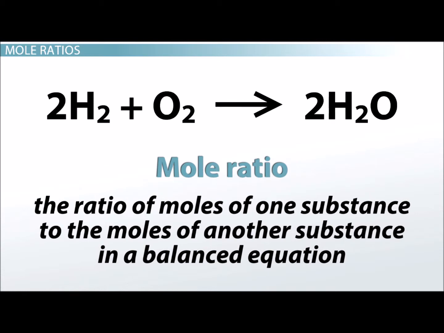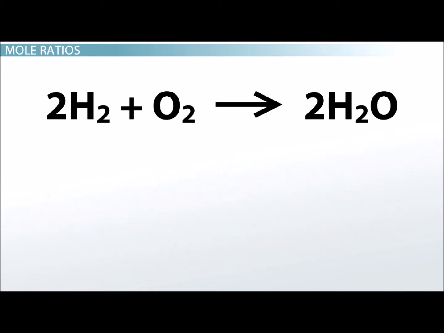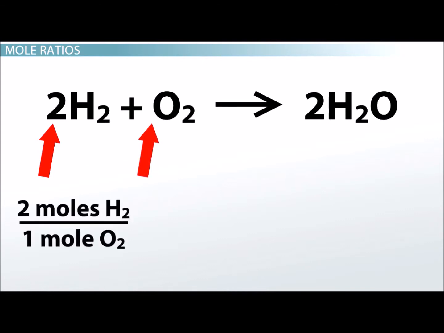It is defined as the ratio of moles of one substance to the moles of another substance in a balanced equation. To determine the mole ratio between two substances, all you need to do is look at the balanced equation for the coefficients in front of the substances you are interested in. Let this be your guiding mantra for doing stoichiometry problems. The balanced equation for water has several mole ratios in it.